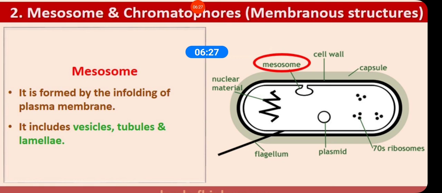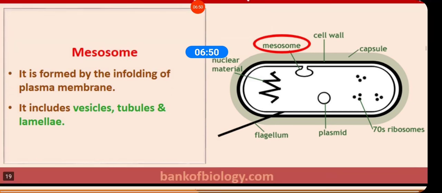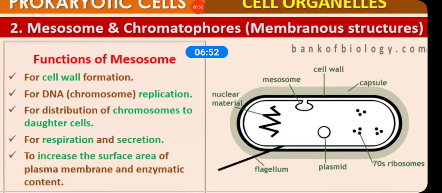They help in the formation of cell wall. And the most important function is that they help in replication of DNA. That means that they distribute the genetic material to the daughter cells when the bacteria undergoes fission. So they help in respiration, they increase the enzymatic actions, they help in the formation of cell wall, and they help in the replication of DNA.